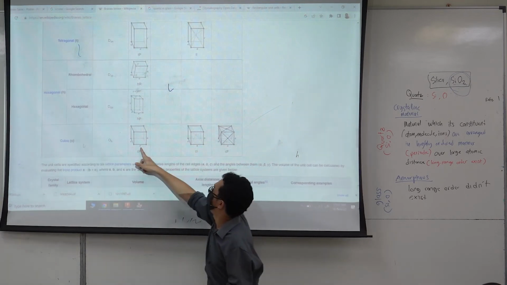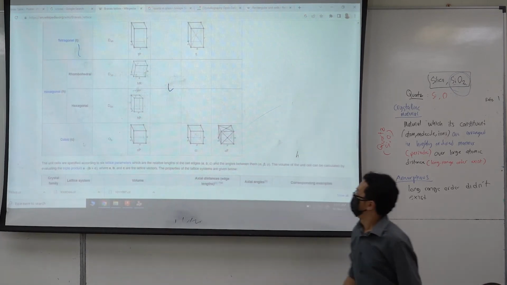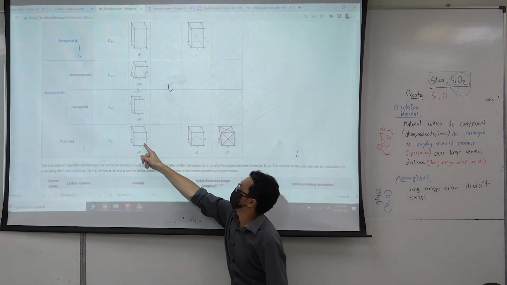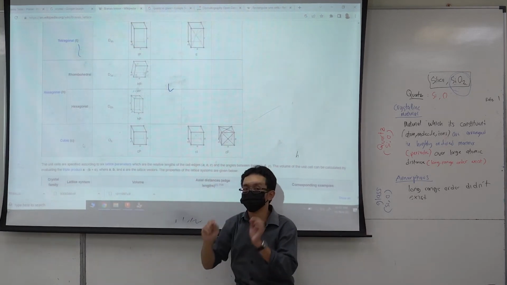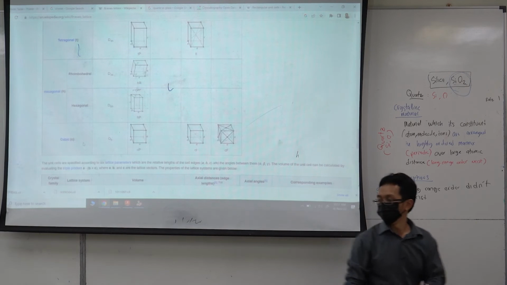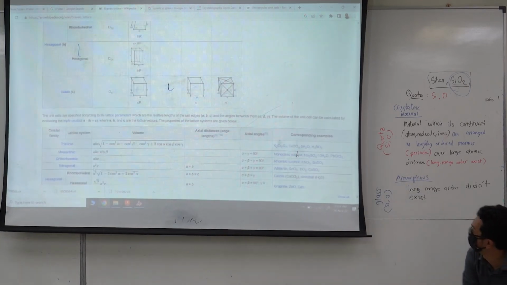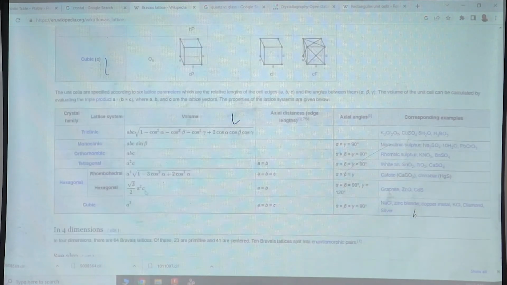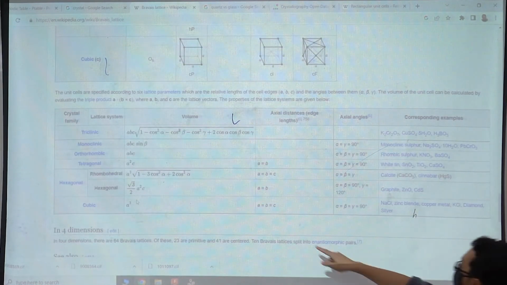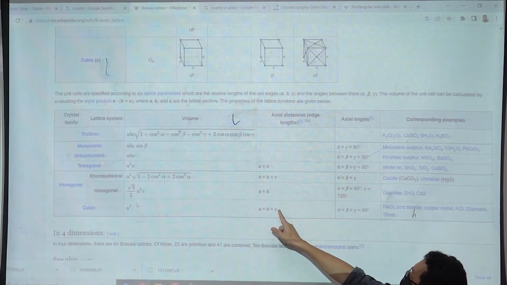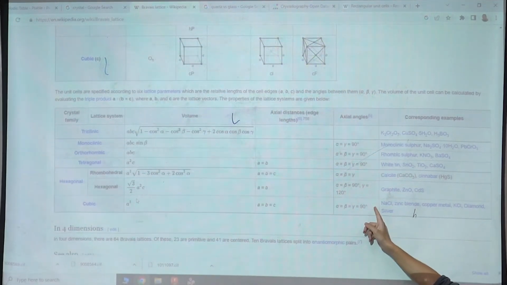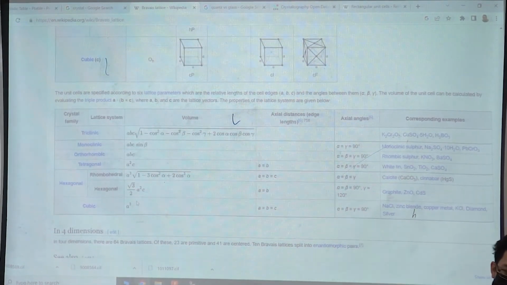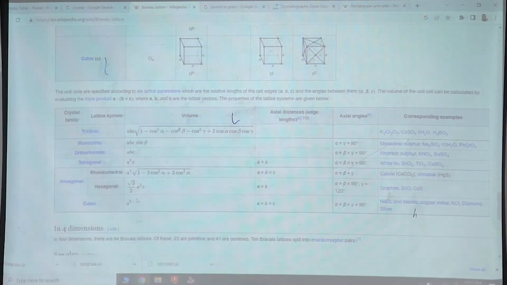Cubic is basically all the sides are the same, and also the angle here is 90 degrees. So that is the most symmetric lattice. Okay, so you can see at the bottom here, for the cubic, all the sides are the same. A equal B equal C. This equal 90. So what is this alpha, beta and such?